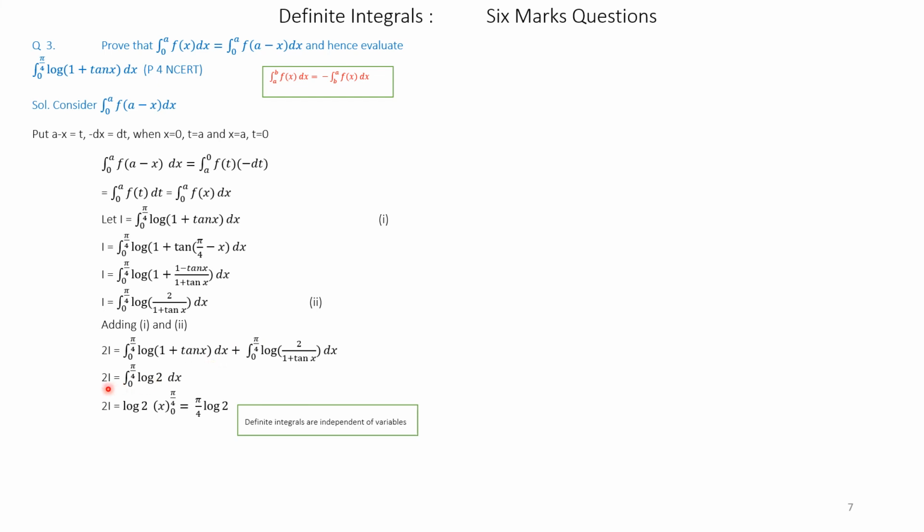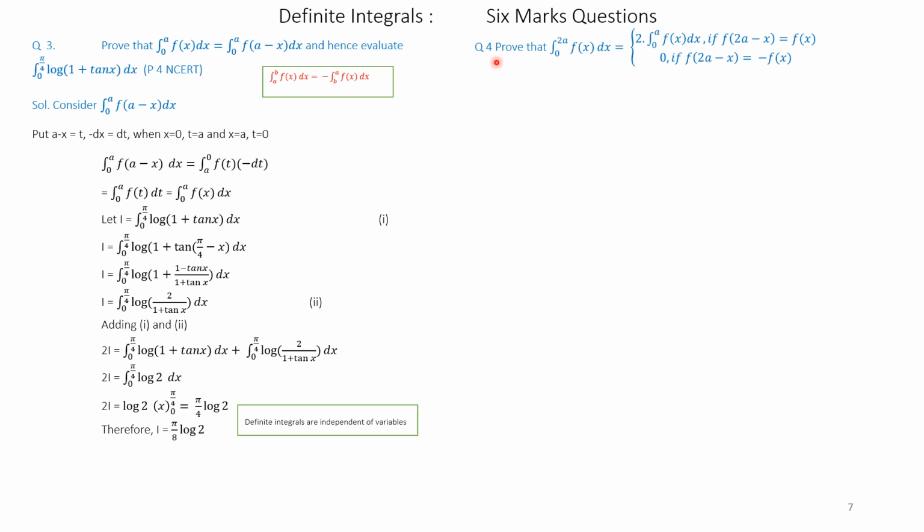Therefore, 2I is equal to the integral of log of 2, which is a constant, into x with lower limit 0 and upper limit pi by 4. First we put the upper limit. Therefore, log of 2 into pi by 4. So pi by 4 can be taken outside. It is 2I. Therefore, I will be half of that. That becomes pi by 8 into log of 2. Next question.